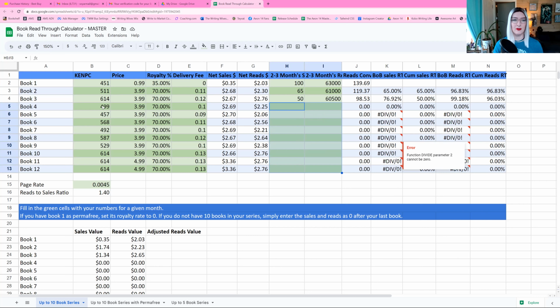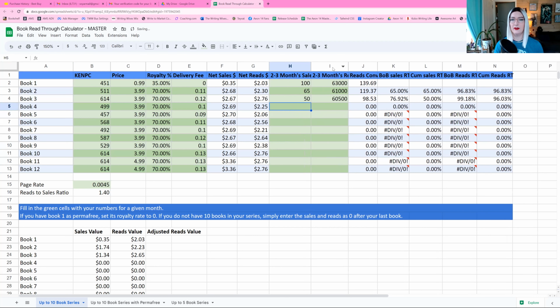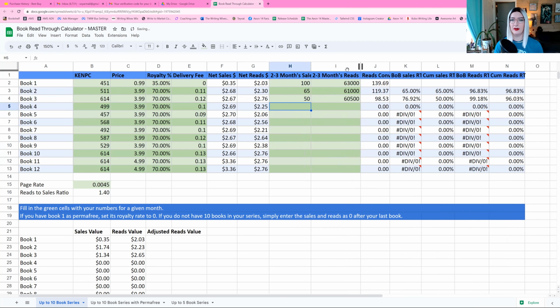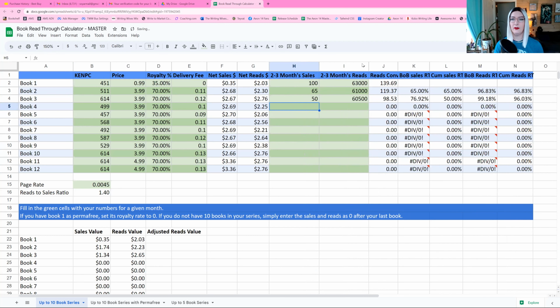And it doesn't matter if you leave all this other information in here for books you don't have, just as long as you take out the sales information and reads information, then you don't have to worry about it. We're going to dig into that momentarily. So the first thing you'll need to find out is what your KENPC is for a book. Actually, I guess technically that should be a lowercase c. I think that's how Amazon does it.